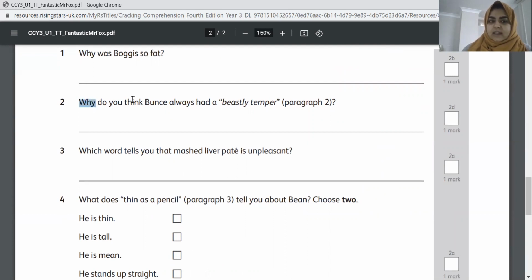So it says, why think, beastly temper, and paragraph 2. Because it says, why do you think, this question is asking you to infer, not predict. It is asking you to predict as well because it's asking you, what do you think? But at the same time, it's an inference question as well because you need to use your skills to try and work out what the sentence is telling you. So you must read between the lines.